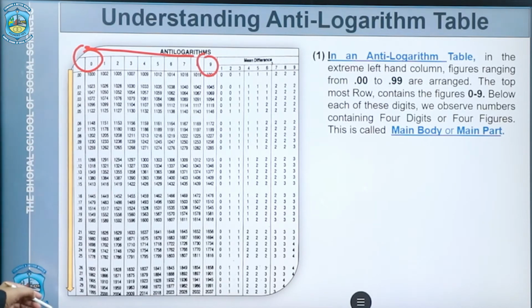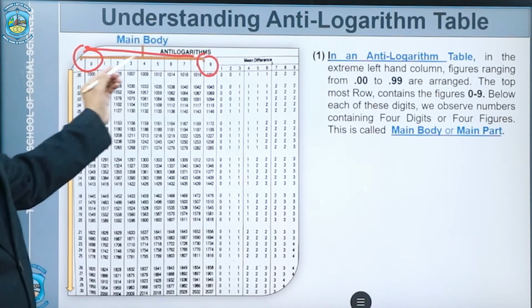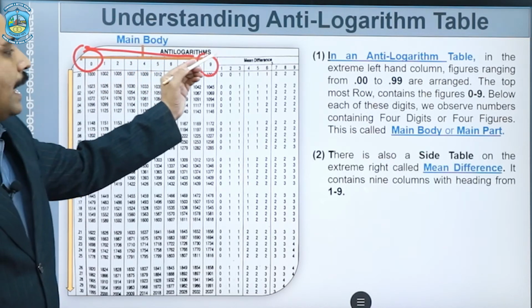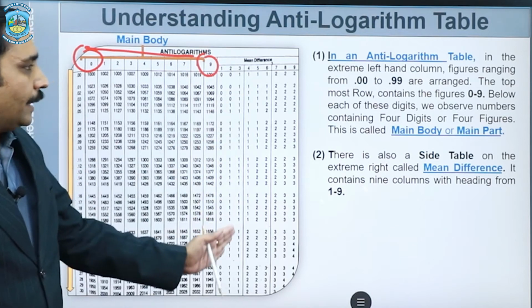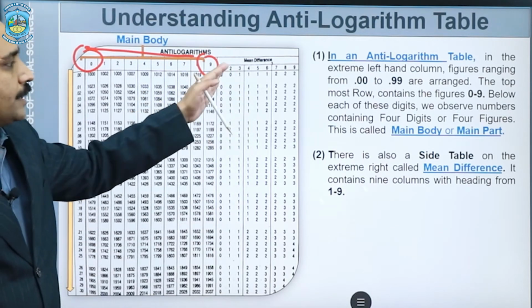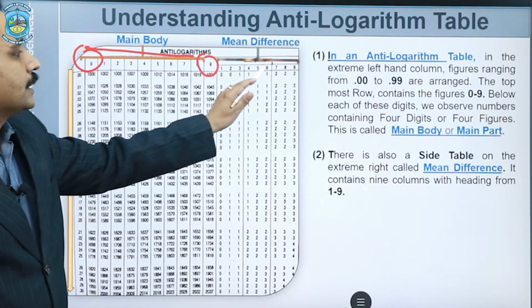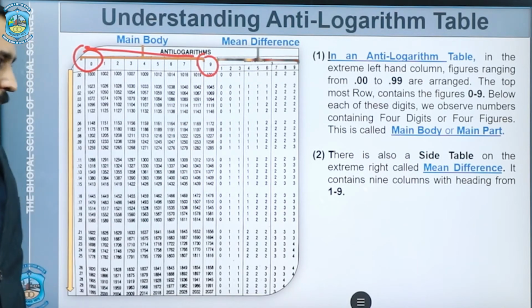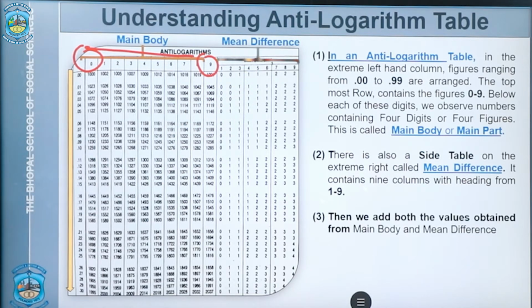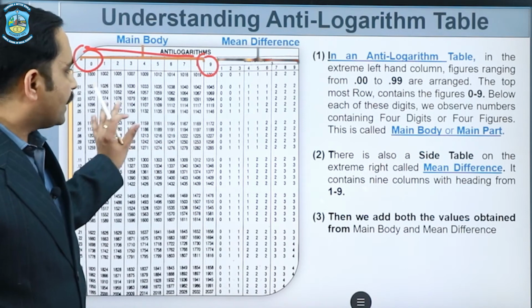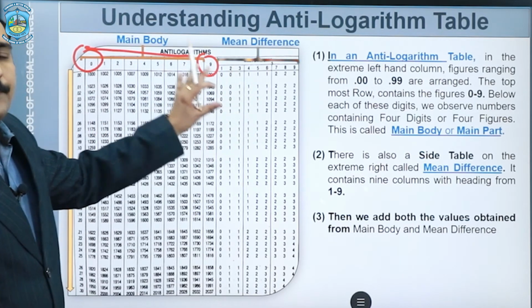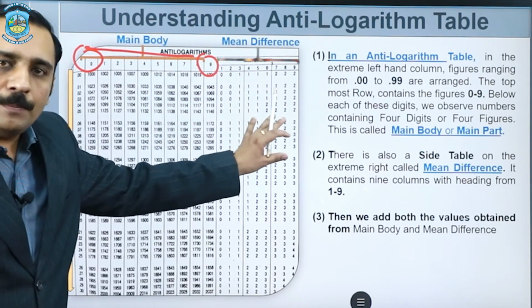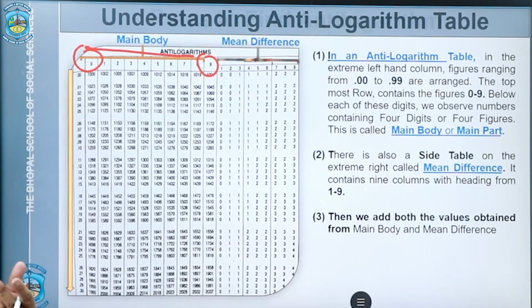So this whole contains the values which give the index of the row. This whole will give you the main part value, and here there is also a side table. As I already mentioned, this is a mean difference part, and this contains values from 1 to 9, just like in log table we have. Then we just add all the values that are obtained from the main part as well as from the mean difference part to get the final value.